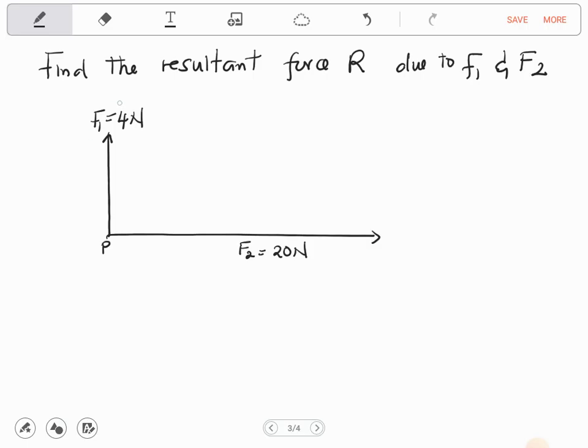So this force has the value of 4 Newton. It also has a direction. It's going away from P. This one also has a value and it's also going away from P. So how do we find the resultant force, R? There are two methods. We can use the trigonometric method or we can use the graphical method. I don't have a graph per se, so I'm going to use the trigonometric method.